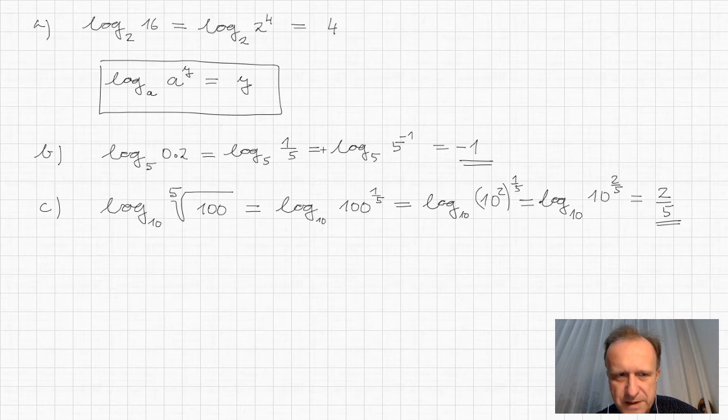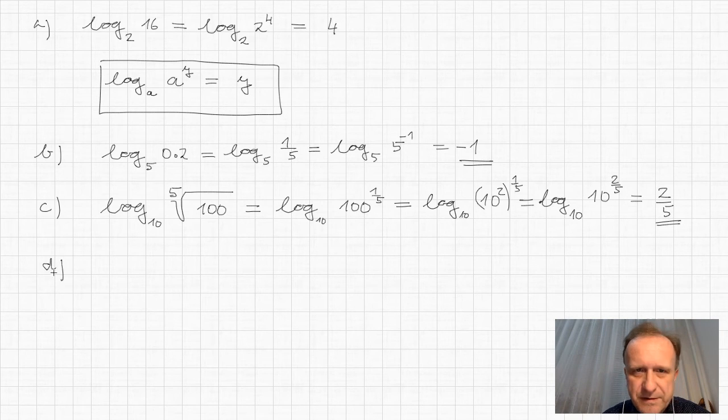And the reason is that we were able to transform this problem to this form, that we have the logarithm in base a of a to the power of something, and the answer is then this something. Well, in our case y, in this case 2/5.